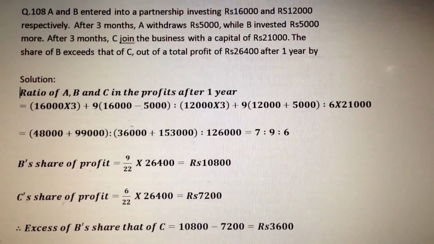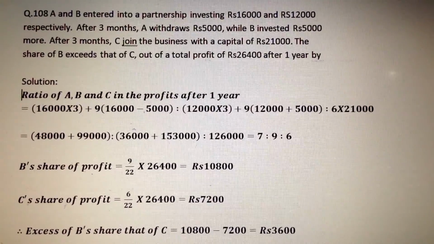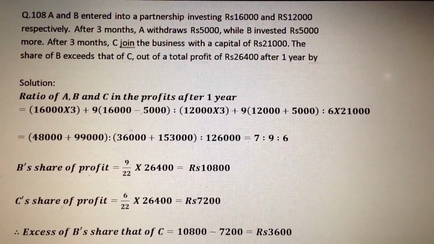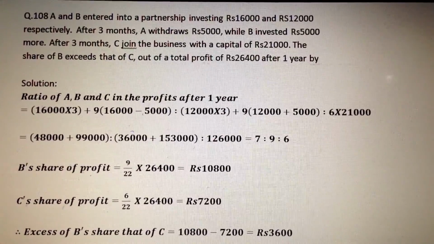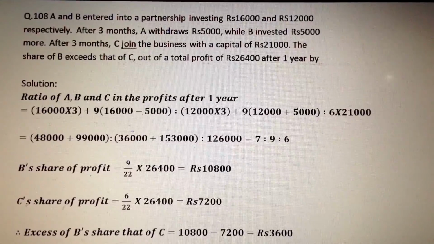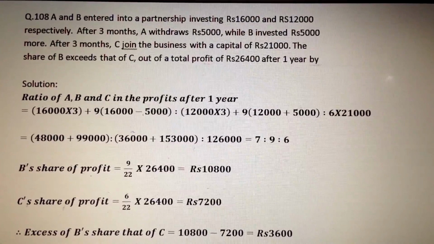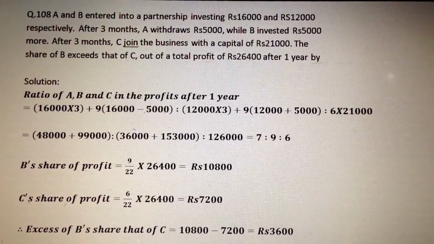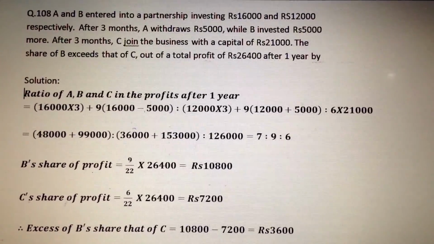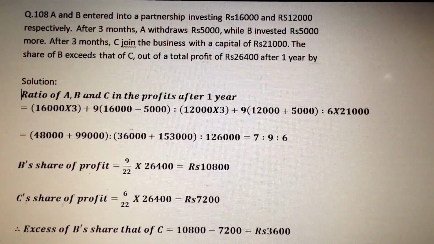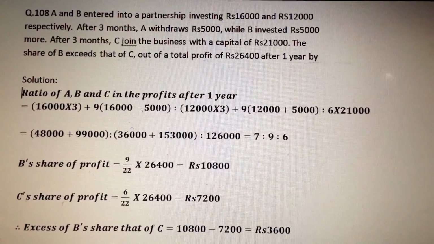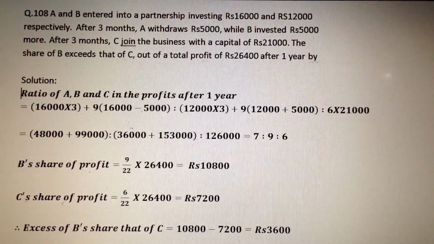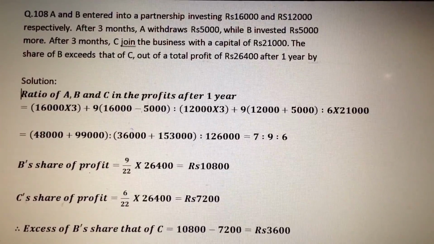Next question. A and B entered into a partnership investing rupees 16,000 and rupees 12,000 respectively. After 3 months, A withdraws rupees 5,000 while B invested rupees 5,000 more. After 3 months, C joins the business with a capital of rupees 21,000. The share of B exceeds that of C out of total profits of rupees 26,400 after 1 year by.